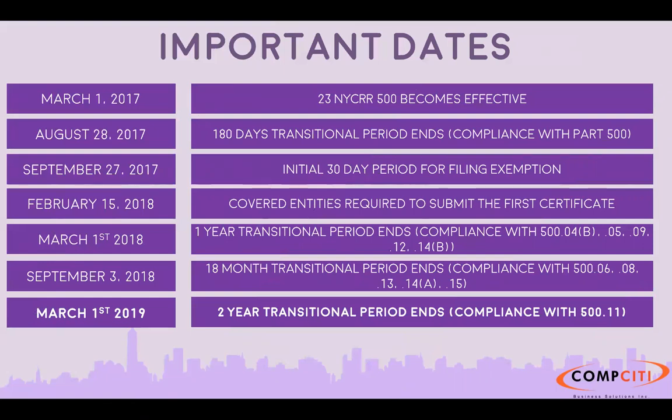Here are some important dates which we talked about when this regulation was first introduced. Parts of it were not enforced on the very first day. It went into effect in different periods. The last date was March 1st of this year, which was also a 2-year transitional period for the compliance. So by March 1st, 2019, DFS expects all the covered entities to be in 100% compliance.